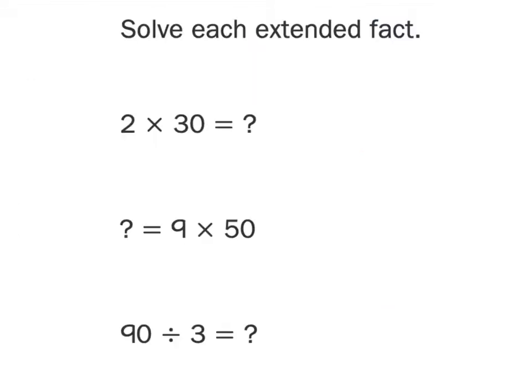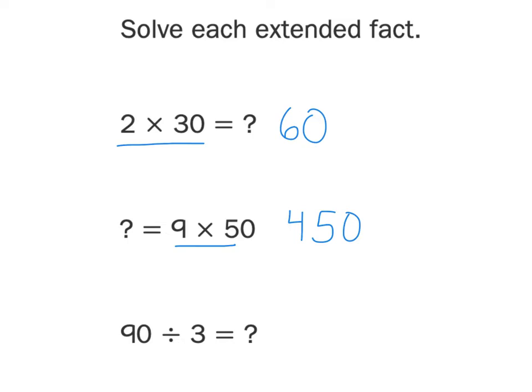So these are extended facts as well. 2 times 30. We just did this one. I hope you remember. 2 times 3 is 6. So that we know that 2 times 30 should be 60. 9 times 5, 45. So 9 times 50, 450. This next one is a division problem.